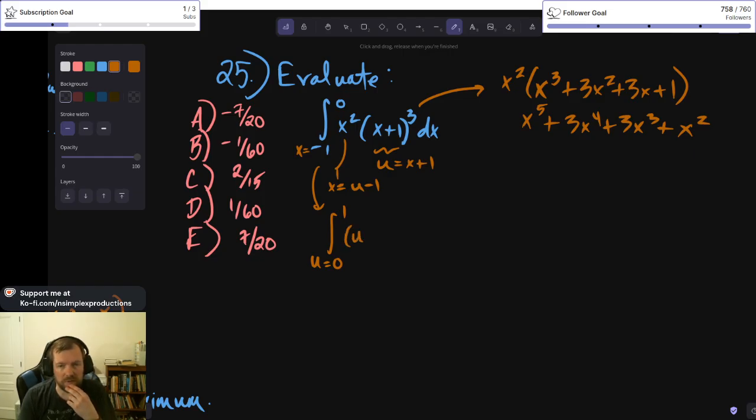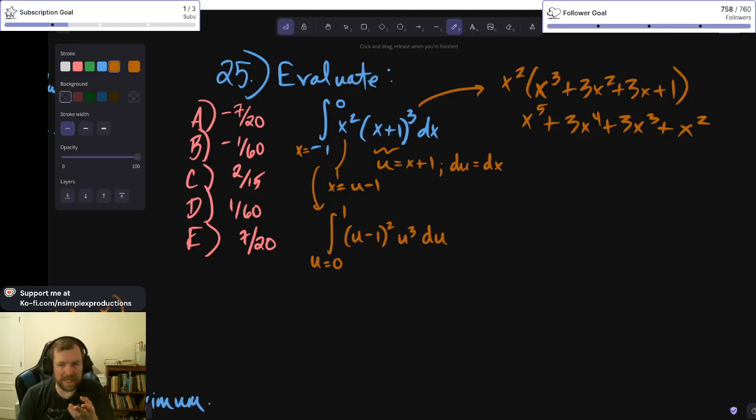This would be (u minus 1) squared times u cubed. And dx is the same as du. But that doesn't mean you can actually put mixed variables in there. Don't do that. So du equals just dx. Okay, again, this is slightly less work from this standpoint.